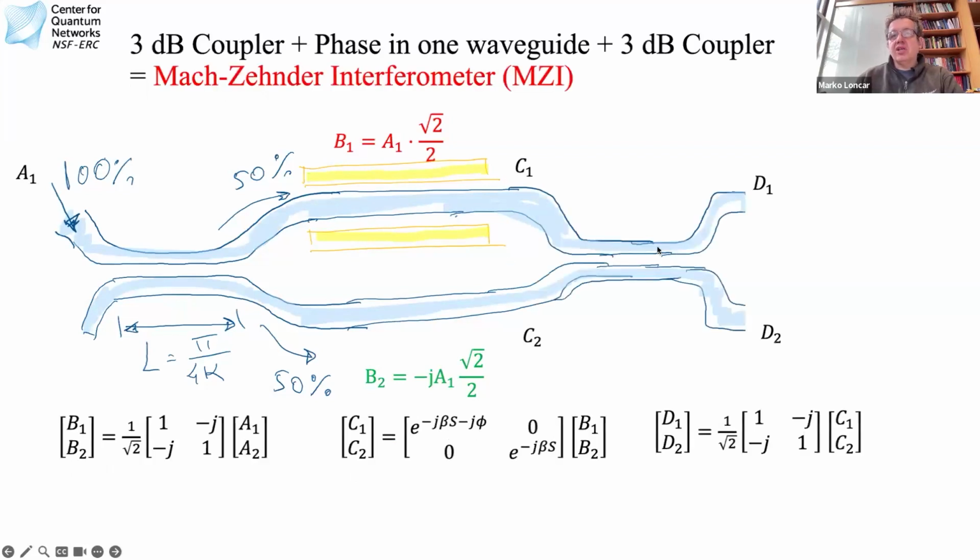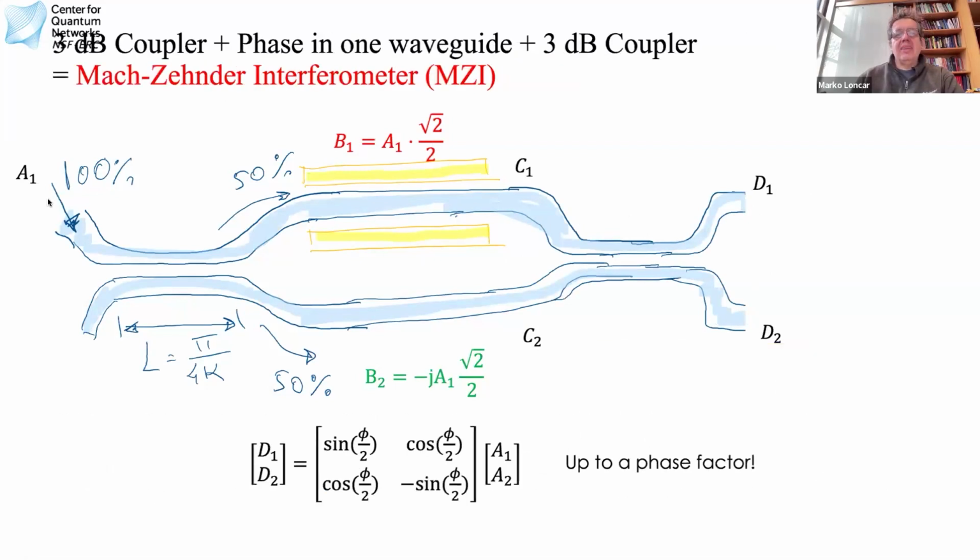And then I put another directional coupler, which I know how to treat. Now, D1 and D2 are related to C1 and C2 in the following way, okay? And so now if I multiply all of these matrices, I can find D1 and D2 as a function of A1 and A2. So basically you can see after a little bit of math that output light in these output waveguides can be described in the following way. Okay, so in our case, we assume there is no light at the input A2. There's no light here. All light is A1.